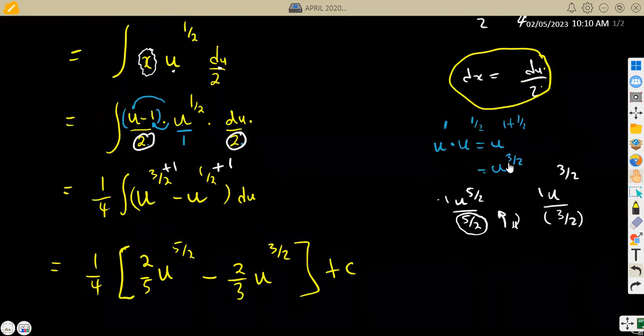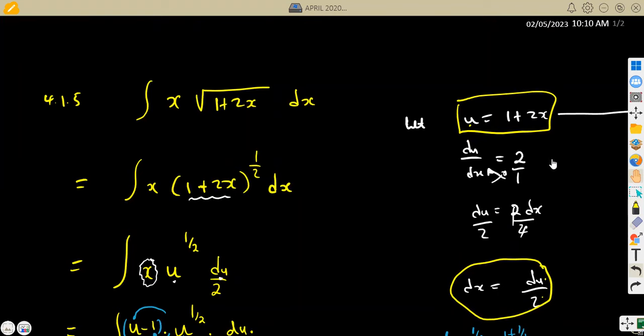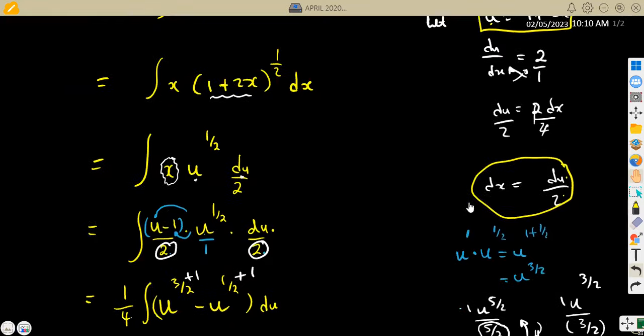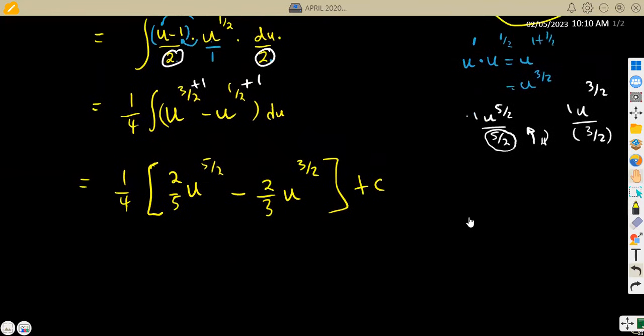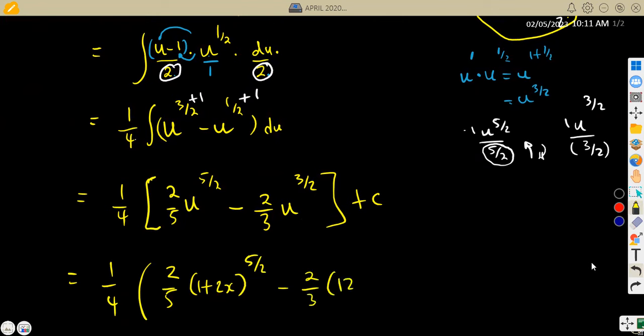Okay, so at this stage, we can now substitute our u, because remember, we said u is equivalent to 1 plus 2x. We are not using x now, we are back to the u, because our answer is supposed to be in terms of x. So we are now substituting u, which is equivalent to 1 plus 2x. So in place of u, let's substitute 1 plus 2x. This is going to be 1 over 4 into 2 over 5, and this is 1 plus 2x in place of u. So it's 1 plus 2x to the exponent of 5 over 2. Minus 2 over 3. We substitute in place of u, which is 1 plus 2x. So this is 1 plus 2x, everything to the exponent of 3 over 2. Then we add the constant of integration.